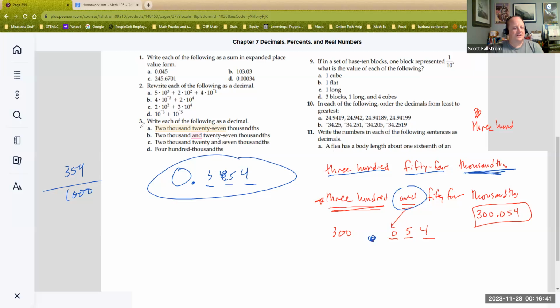So there's the difference, and that's what they're trying to get you to see. The precision of your language is important. 2,027 thousandths, that's like having $2,000 and then a little tiny bit. The next one is 2,027 of these very, very tiny pieces. So maybe you've got a couple dollars at the end of the day, but nowhere near the same thing. Okay. So that's the idea for 3A.